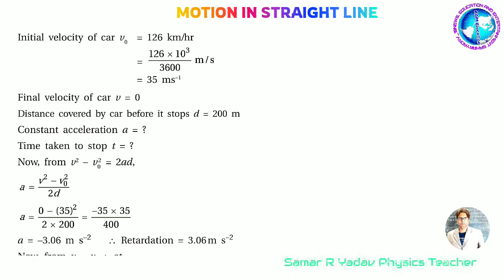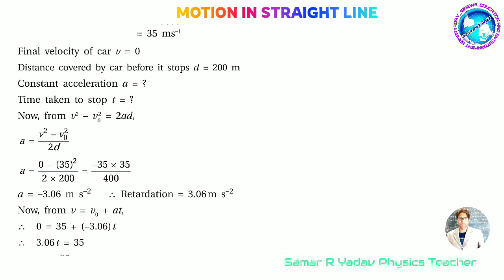Now from v squared minus v0 squared is equal to 2ad. Therefore, a is equal to (v squared minus v0 squared) upon 2d. a is equal to (0 minus 35 squared) upon (2 into 200) is equal to minus 35 into 35 upon 400. Therefore, a is equal to minus 3.06 meter per second squared. Retardation is equal to 3.06 meter per second squared.